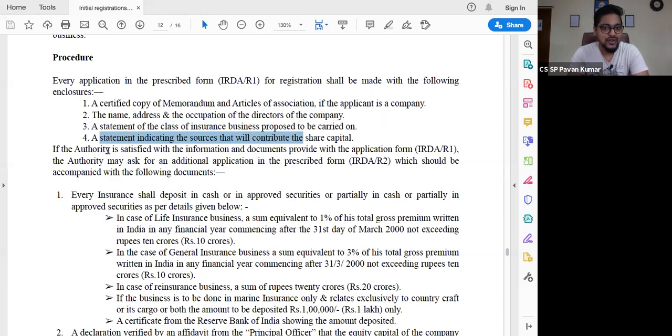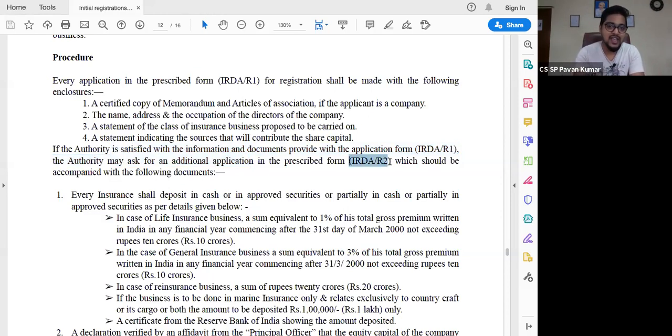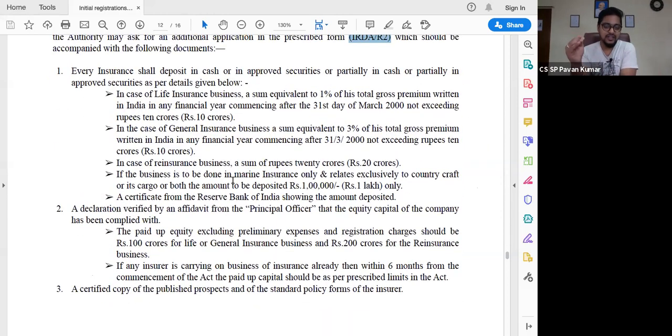And after the authority is satisfied, he may approve or reject the application. If he rejects the application, that's all, the process ends. If he approves the application, the process will go to the next level, in which he has to submit something called IRDA R2, which should be accompanied with the following documents. So the first level of screening is IRDA R1. After that is approved, it goes to the second level of screening, which is IRDA R2. In IRDA R2, these are the following enclosures.